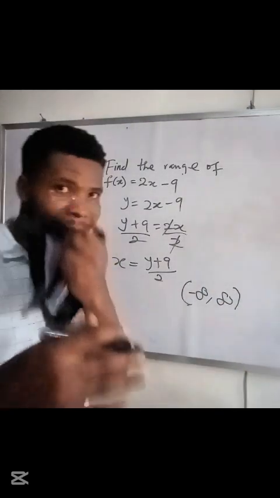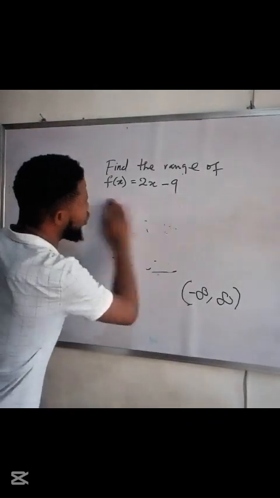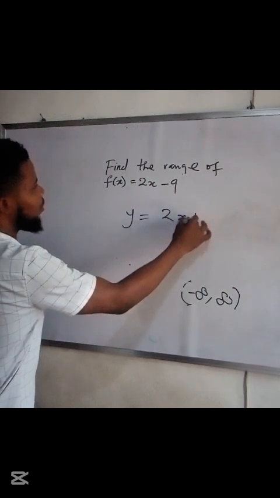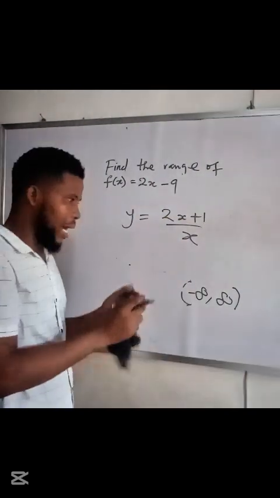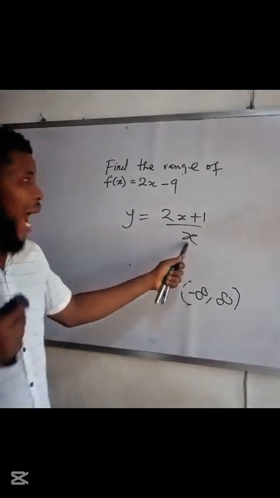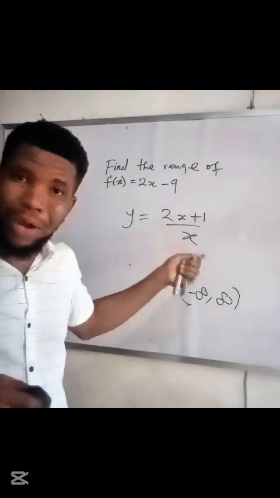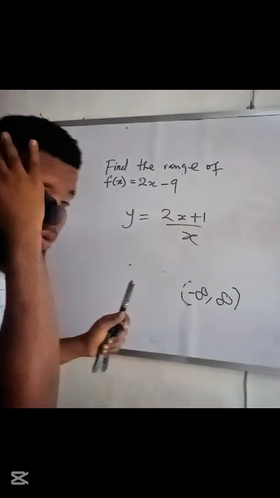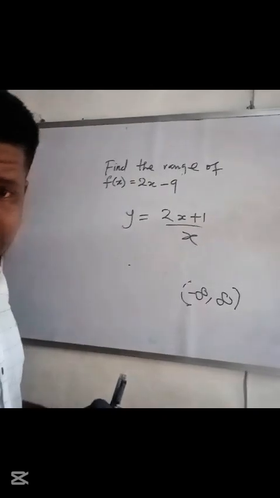Because I want to stop here, let me just quickly do this. What if I have a situation where I'm looking for y equals 2s plus 1 over s? When you have s here, any number you put here, apart from 0, can you see? If you put 0 here, that's where you're going to have a problem. I don't know if you understand what I'm saying.